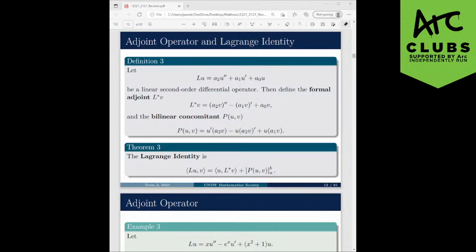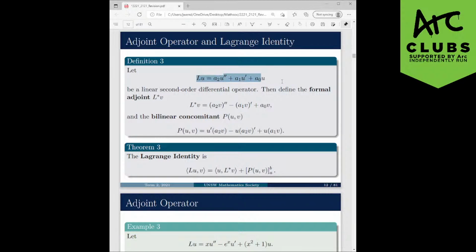Okay, now we get into even more of the fun stuff. This is where the true fun begins. You have, again, just the same setup as before, the linear second order differential operator. You'll never get sick of saying the whole name.